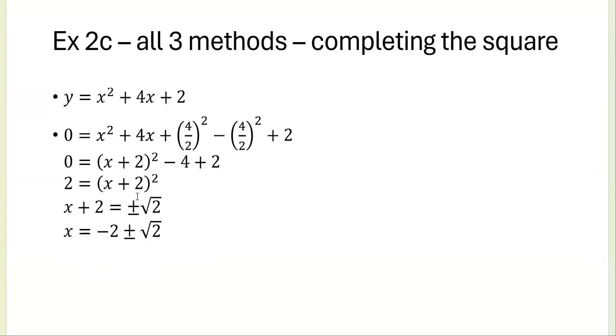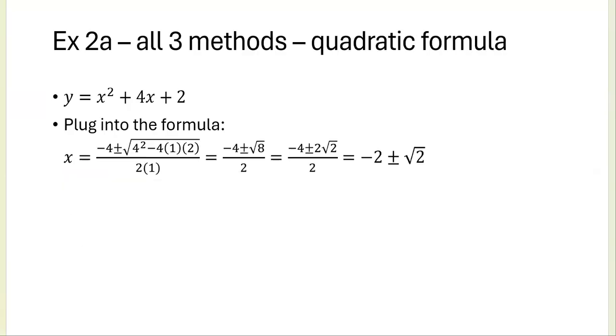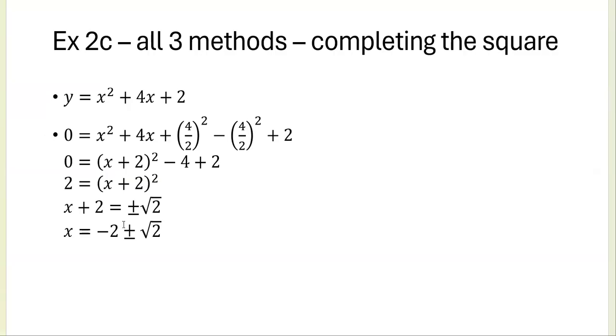So square root both sides, so I flipped the two sides as well. x plus 2 is plus or minus square root of 2. So x is minus 2 plus or minus square root of 2. And this, look, matches over here, quadratic formula. So in this case, it looks like quadratic formula is probably a little easier, but completing the square was not too bad either.